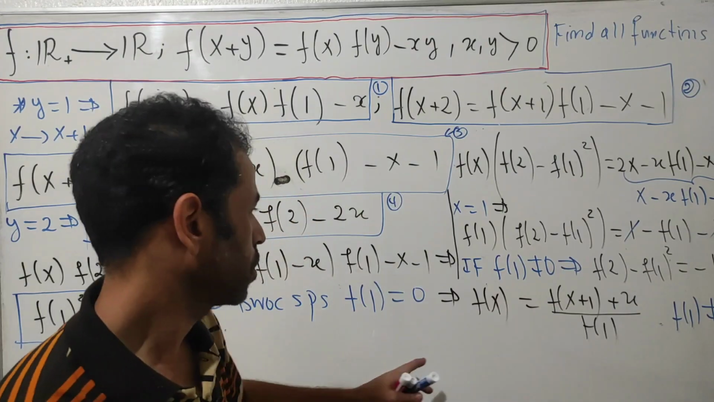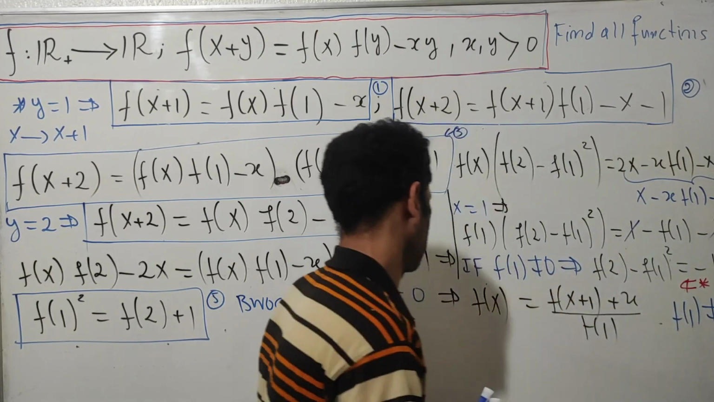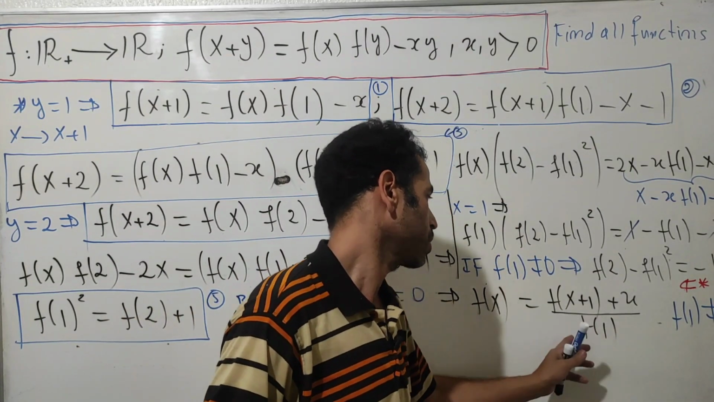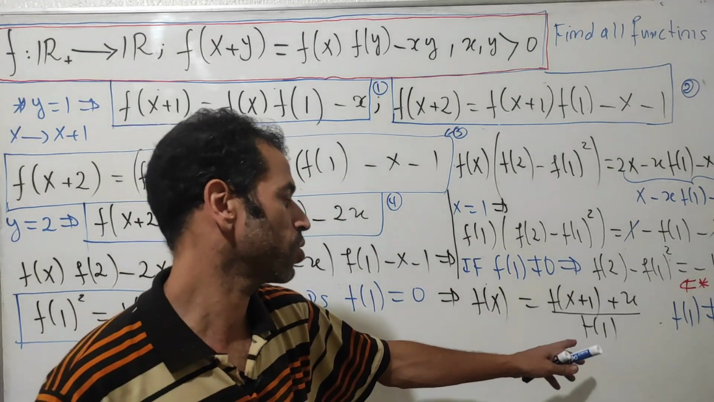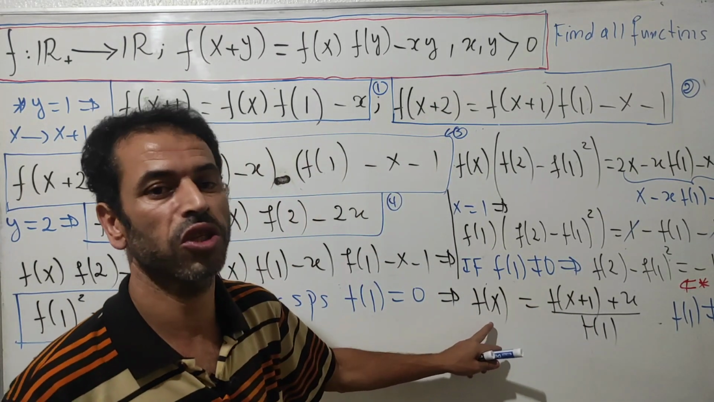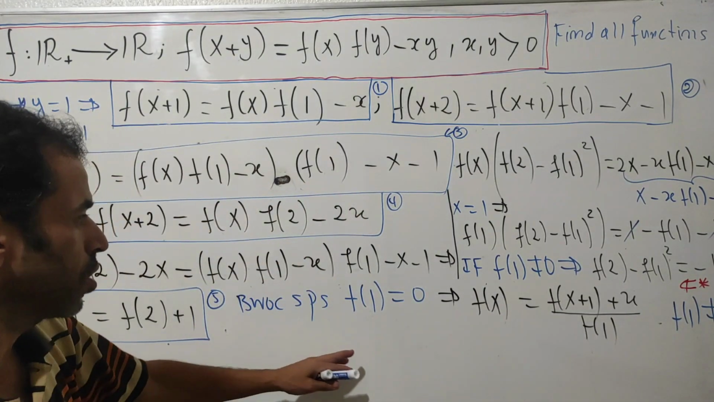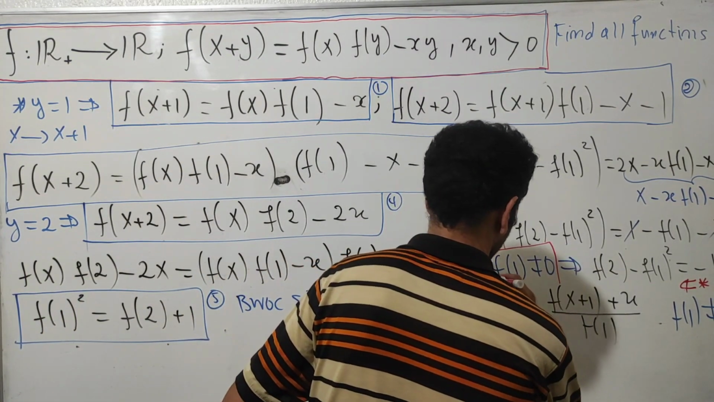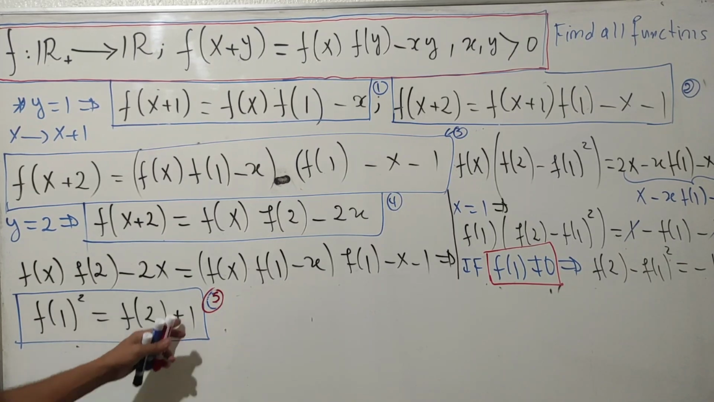This is clearly a contradiction, because we considered f of 1 equals 0, but we concluded it's impossible, because if f of 1 equals 0, this function is not going to exist. So clearly f of 1 different than 0 is the correct one. Now let's get rid of this and find the function. Now we have arrived at the point where we can find the function.